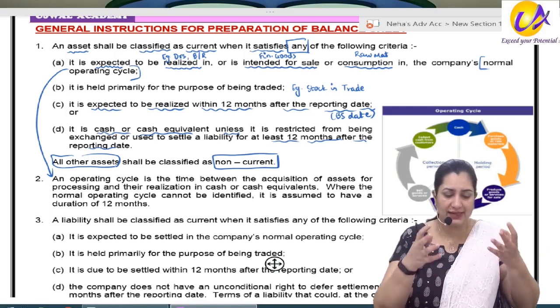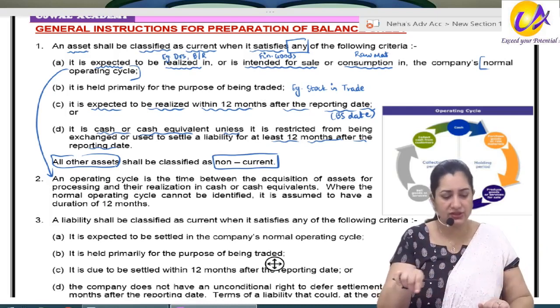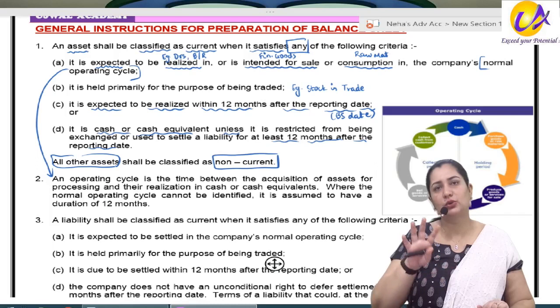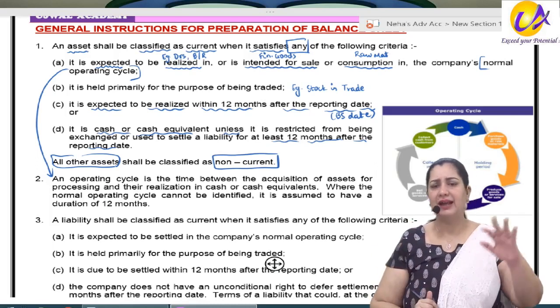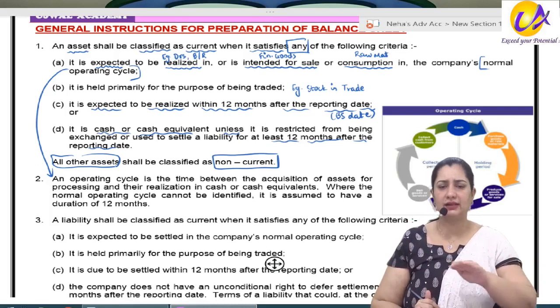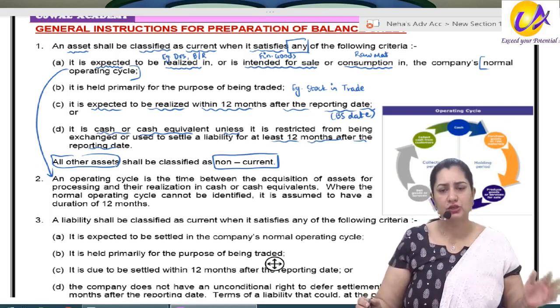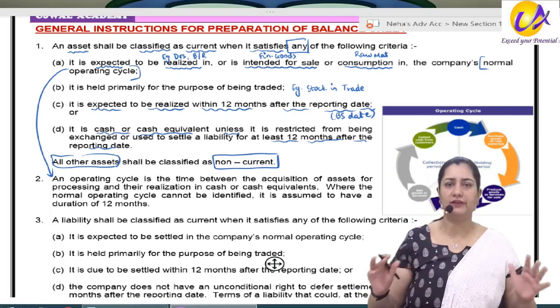No, I will show it as restricted. It is restricted from being exchanged, so I will show it separately. Are you clear? So this could be an example. And any of this happens in current assets, it does not happen in non-current. So this is what we have. I hope everything is clear.